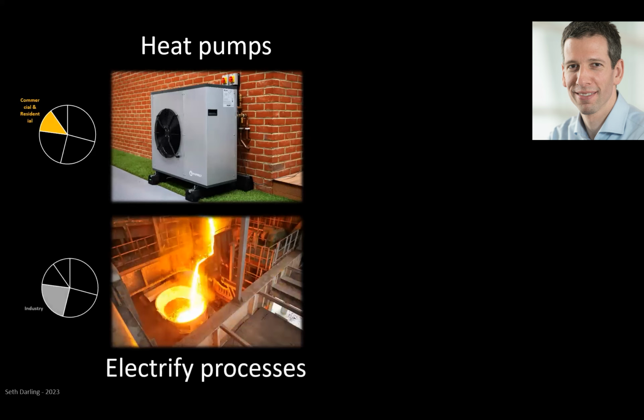How about the industrial slice of the pie? We need to electrify the major carbon emitting industrial processes. That's ammonia production and steel production, two of the biggest ones. And there are ideas on how to do this. They, in principle, could be electrified, but it's a different process. We need to do more research and development to optimize that.